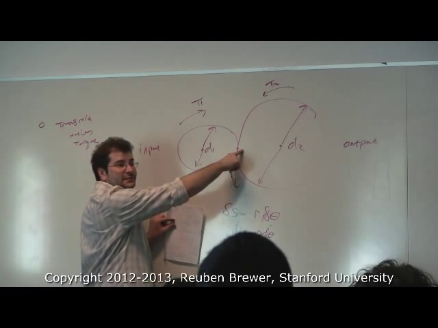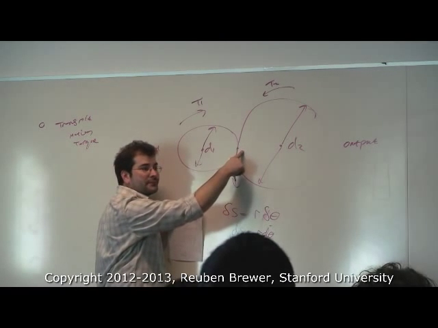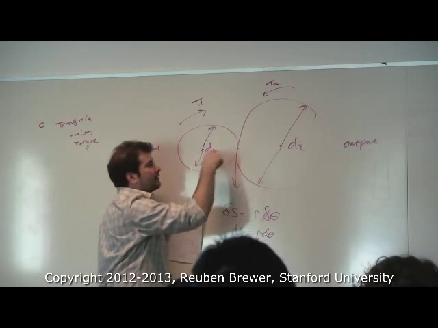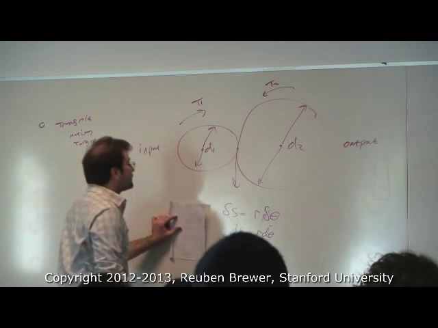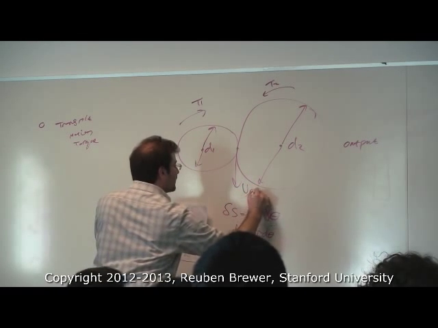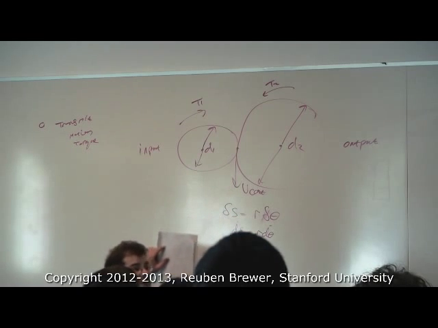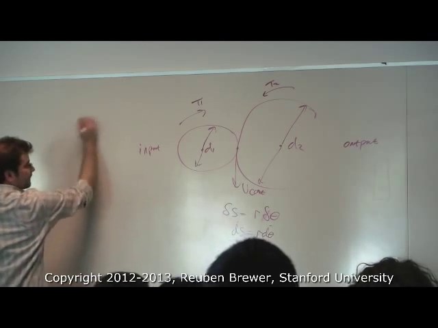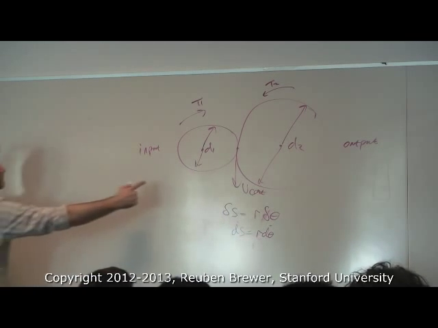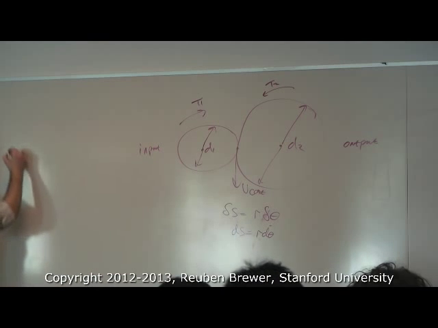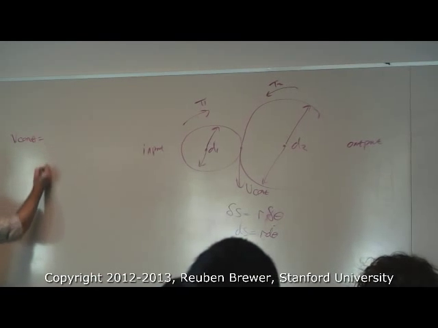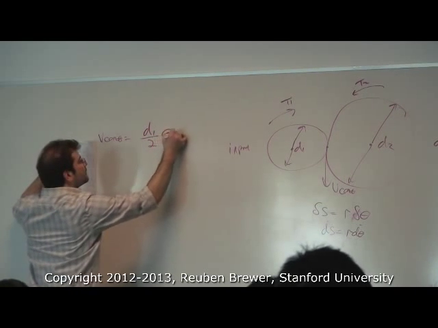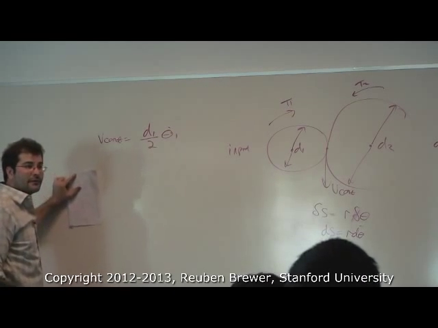So let's take the velocity at this point. It's moving smoothly. One's not slipping past the other. It can't. It's got teeth. The velocity here, with respect to this gear, is the same as with respect to here. So let's call that V contact. Can everyone see if I write here? No? All right. Let me go up here. So let's look at it from the perspective of this gear. V contact is D1 over 2 times theta 1 dot. Does everyone agree with that?